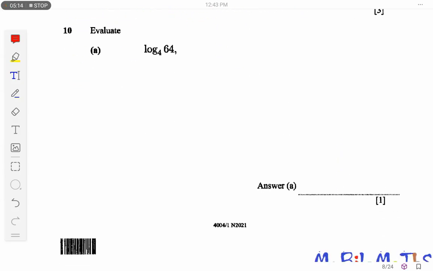We have log 64 base 4. So I can equate this to x, because we want to find the value of x. When I do this, I can raise my base to x, which is equal to my number, which is 64.